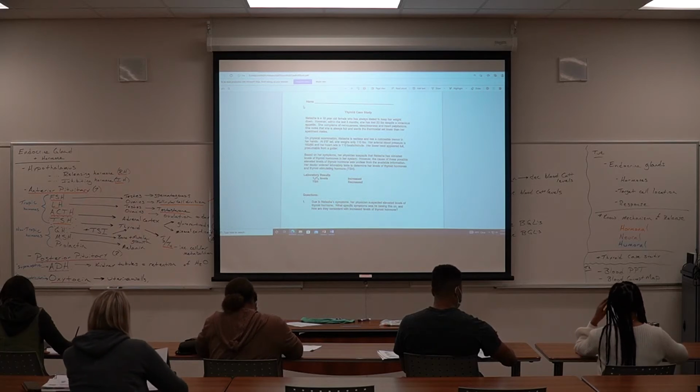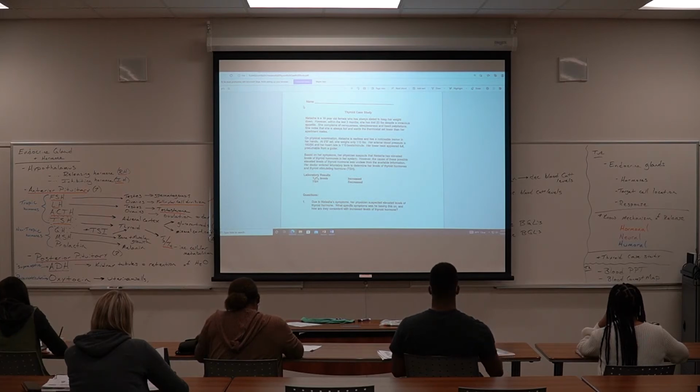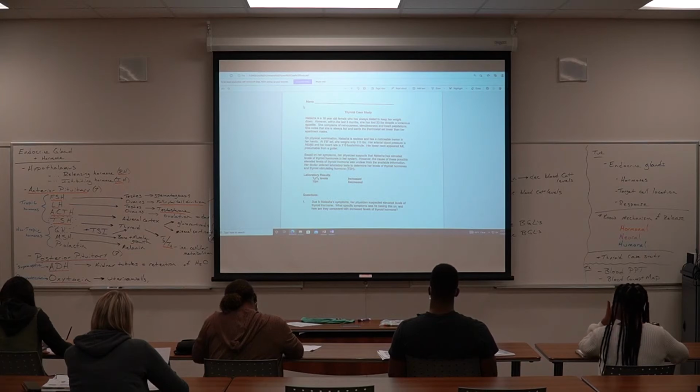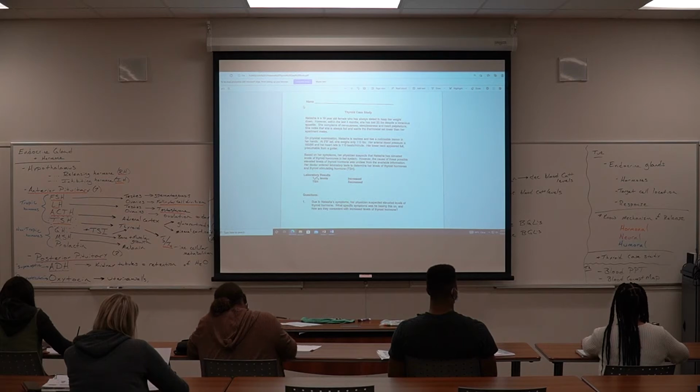She's 19 years old. She's always dieted to keep her weight down. However, in the last 3 months, she's lost about 20 pounds despite a voracious appetite. She complains of nervousness, sleeplessness, and heart palpitations. She notes that she's always very hot and wants the thermostat set lower than her apartment mates. On a physical examination, Natasha is restless and has a noticeable tremor in her hands.